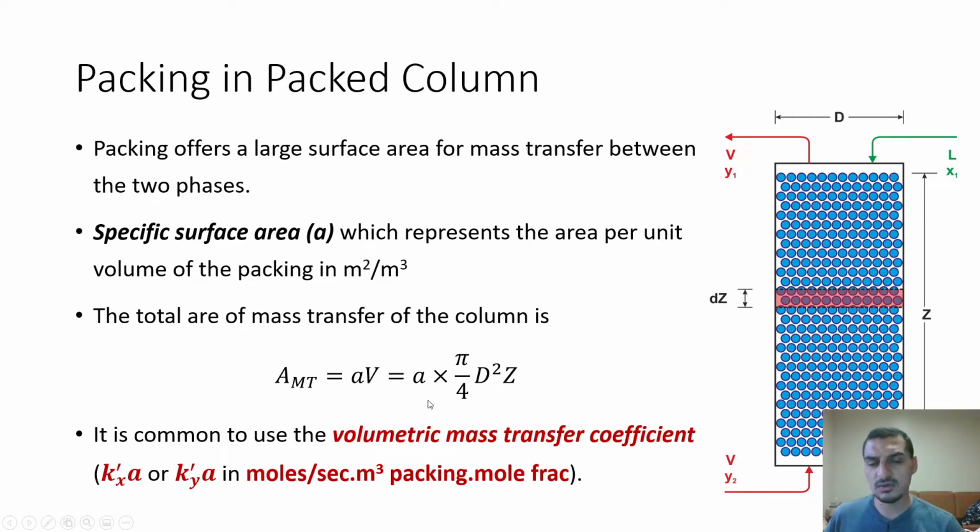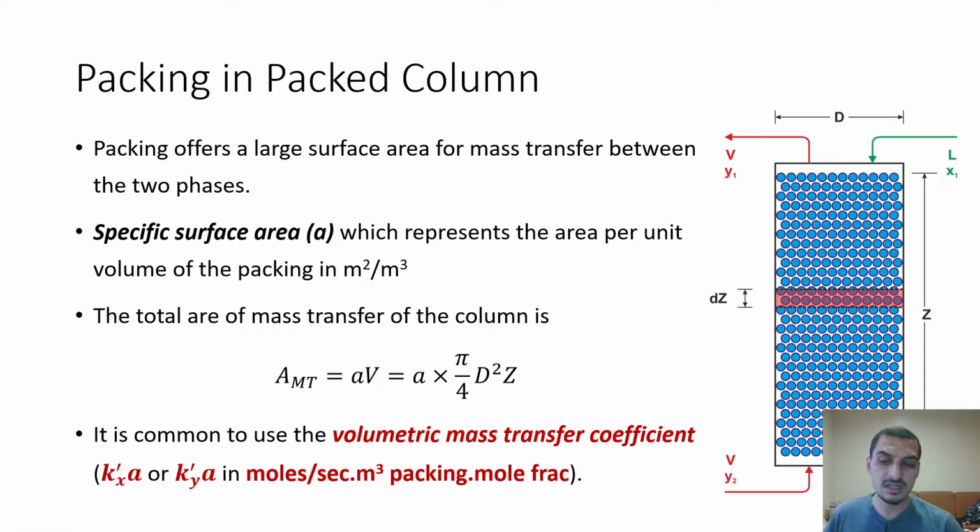Actually, calculating or estimating the specific surface area of a column or of a packing material is not an easy task. That's why we usually use the parameter called the volumetric mass transfer coefficient, which is the multiplication of the mass transfer coefficient and the specific surface area. Both are hard to estimate or calculate, and we will see in the coming slides that these two are always together in the equations that we're going to use.